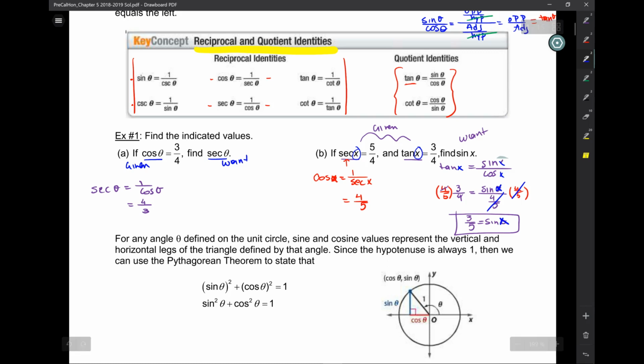We are never allowed to just say sine equals 4 over 5. I've said this before. This is never allowed. It must have an angle, okay?